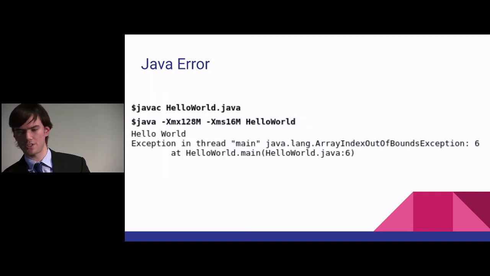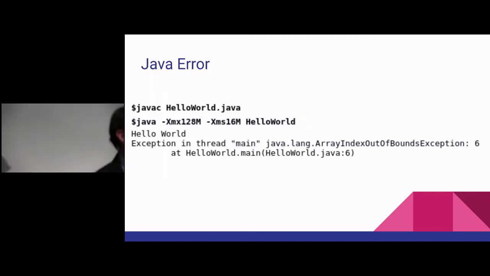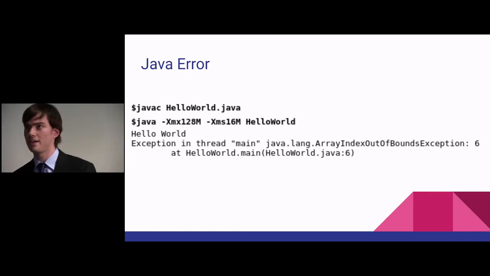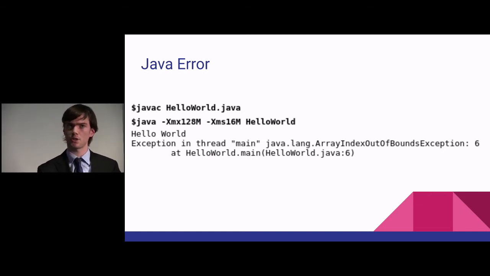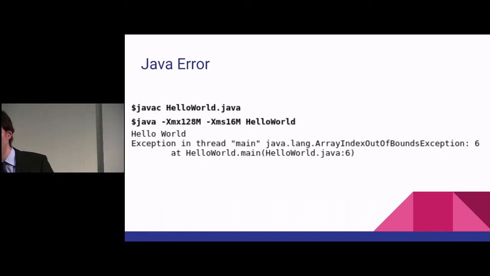So, a demonstration of what we're talking about. This is a Java runtime error. This is an array index out of bounds exception, which I'm sure we've all seen at one point or another. As we can see, it very clearly says that there's an error on line 6 of hello-world.java.